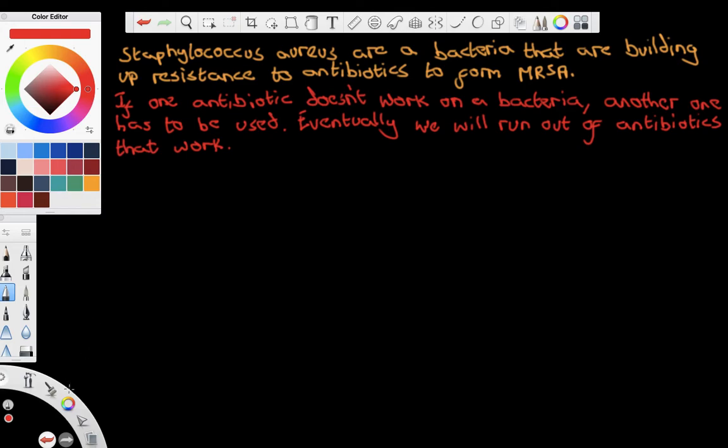Now, this phenomenon is a key word for today. It is known as antimicrobial resistance, or AMR. So, antimicrobial resistance, or for short, AMR.